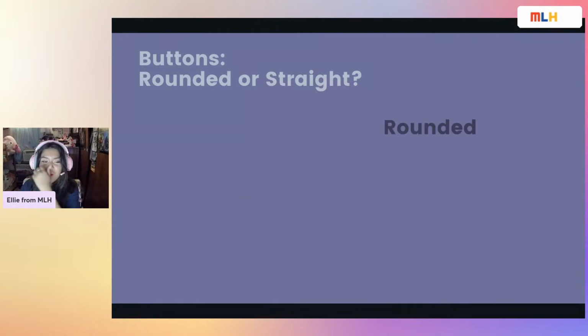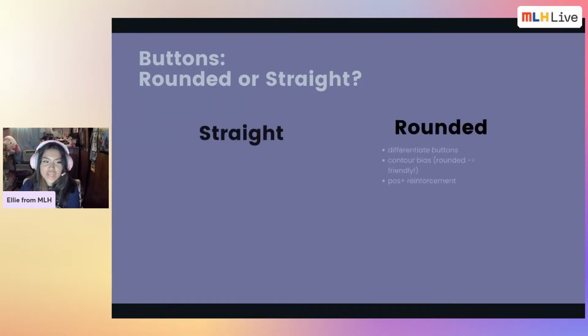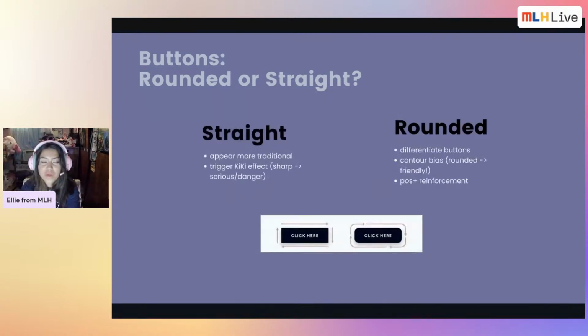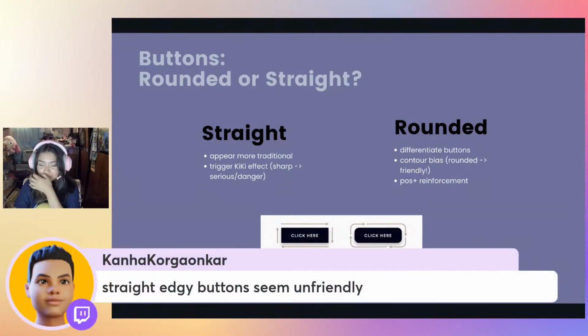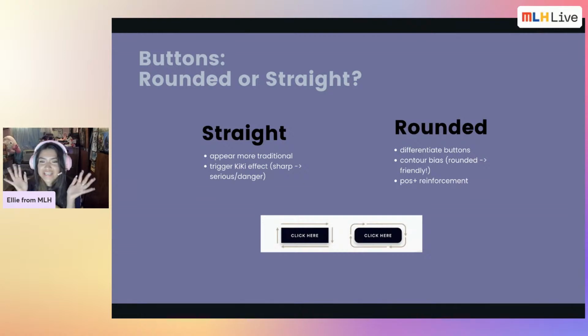Yeah, and you guys would all be right. Straight edge buttons appear more traditional, but they actually trigger what is called the Kiki effect, which is sharp, meaning serious or danger, and this is exactly why they seem unfriendly. It's literally a psychology thing of us thinking that it means something bad.